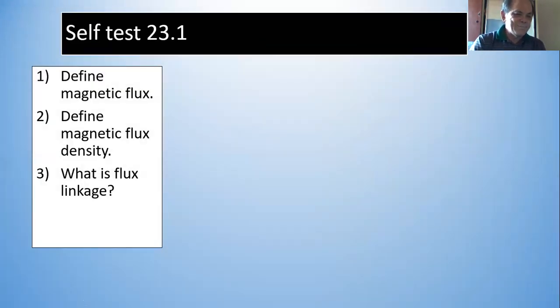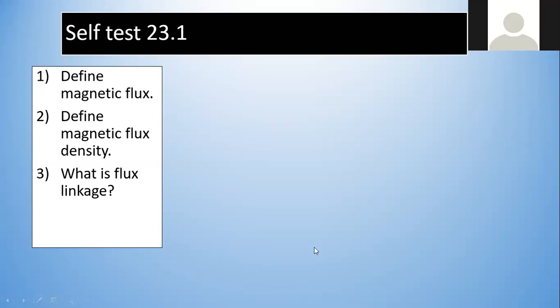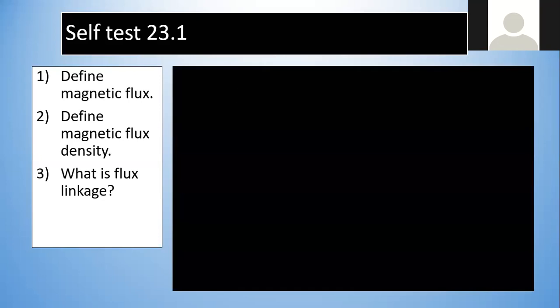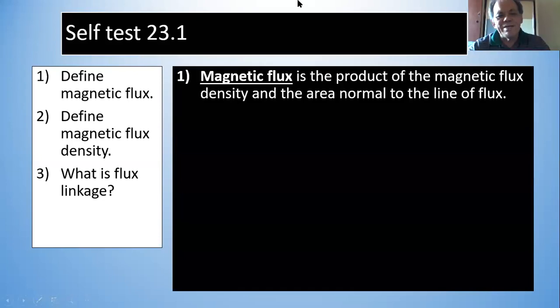Anyone like to try that? Magnetic flux? Review, come on. Memory work. Anyone? Product of magnetic flux density and area of the field passing through. Okay, but you must have the area normal to the flux line of the flux, or magnetic field strength. Okay, product of magnetic flux density and the area normal to the flux line of the flux.